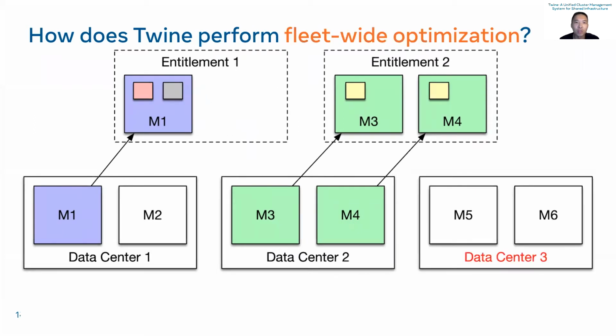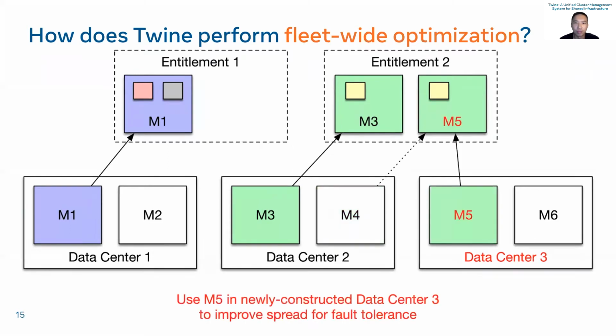As another example of fleet-wide optimization, suppose we just finished construction of a new data center in the region. Ideally, we spread tasks of a job across multiple failure domains to improve fault tolerance and reduce the capacity buffers needed for fault tolerance. In this example, Twine improves fault tolerance of the yellow job by assigning machine 5 from the new data center to entitlement 2. This is automatic and requires no effort on a user's part.